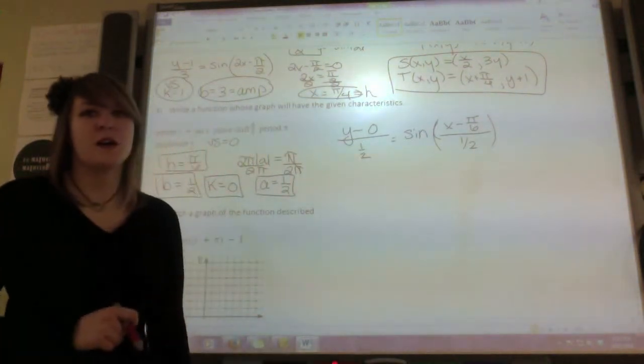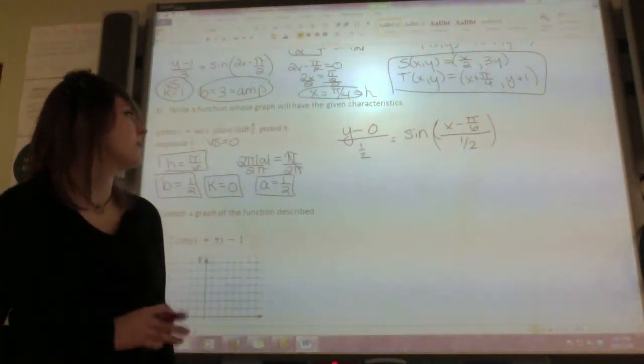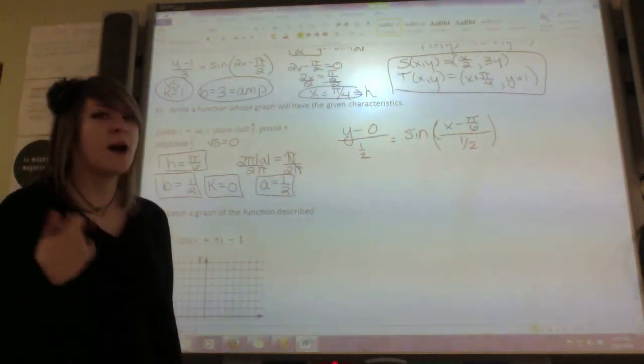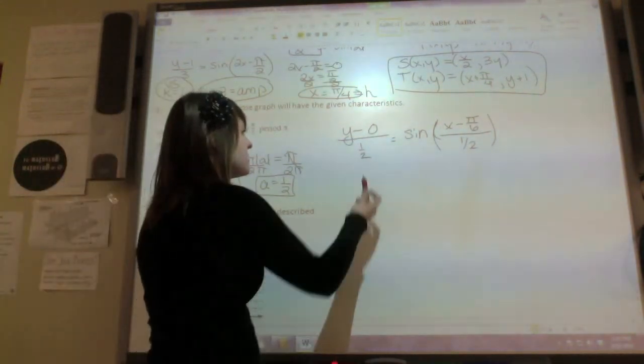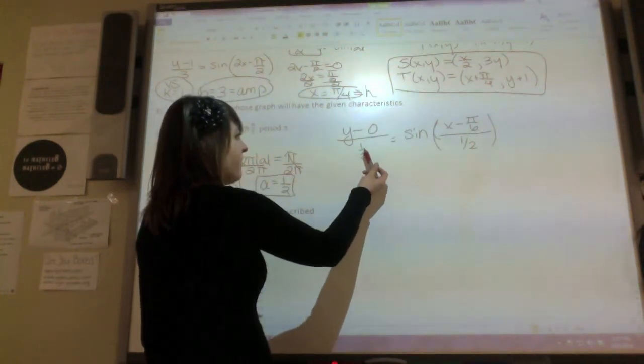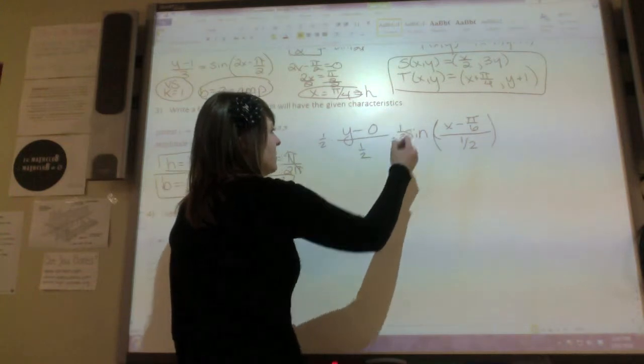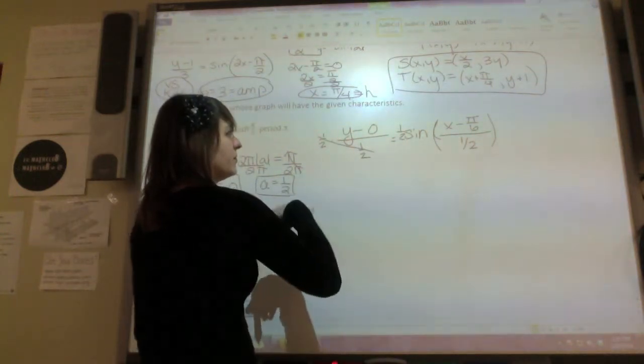Okay, now that's pretty ugly. I'm not going to leave it like that. I want to make sure that I simplify it into something that's a lot prettier. Okay, I want y equals something. So here, if I'm dividing by 1/2, I can just multiply both sides by 1/2. So that'll become this right here.